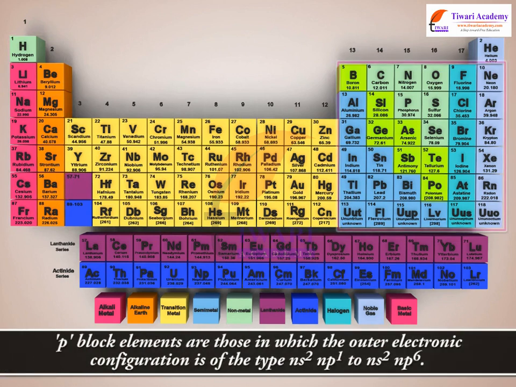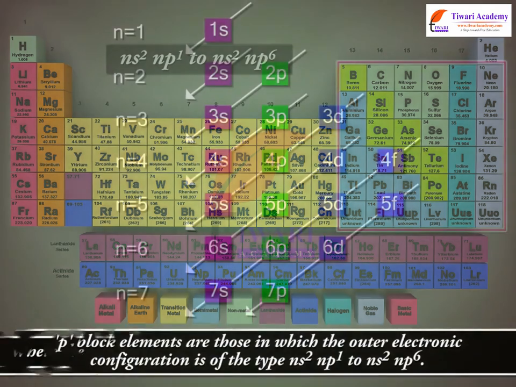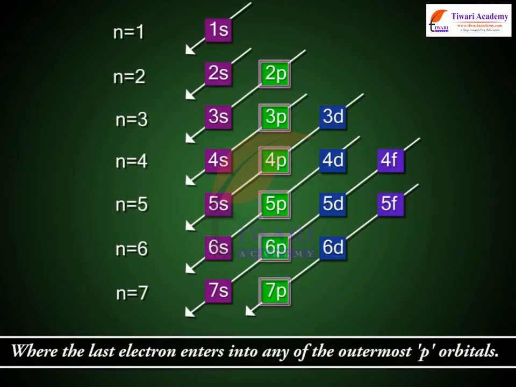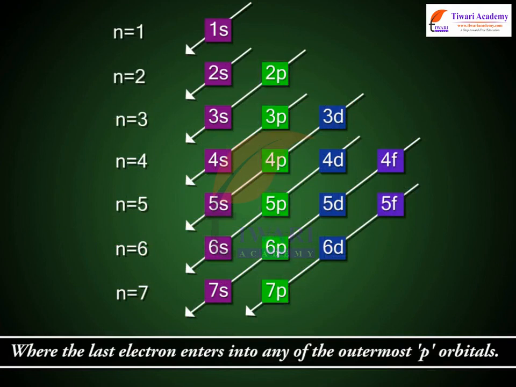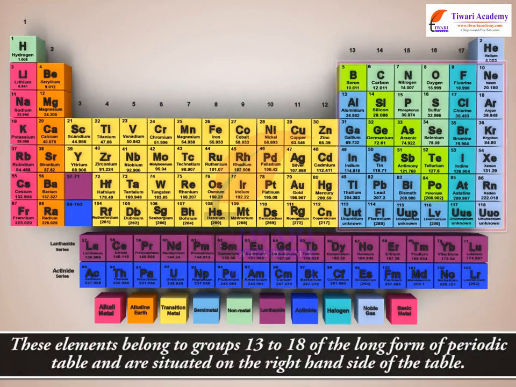P block elements are those in which the outer electronic configuration is of the type ns2 np1 to ns2 np6 and where the last electron enters into any of the outermost p orbitals. These elements belong to groups 13 to 18 of the long form of periodic table and are situated on the right-hand side of the table.